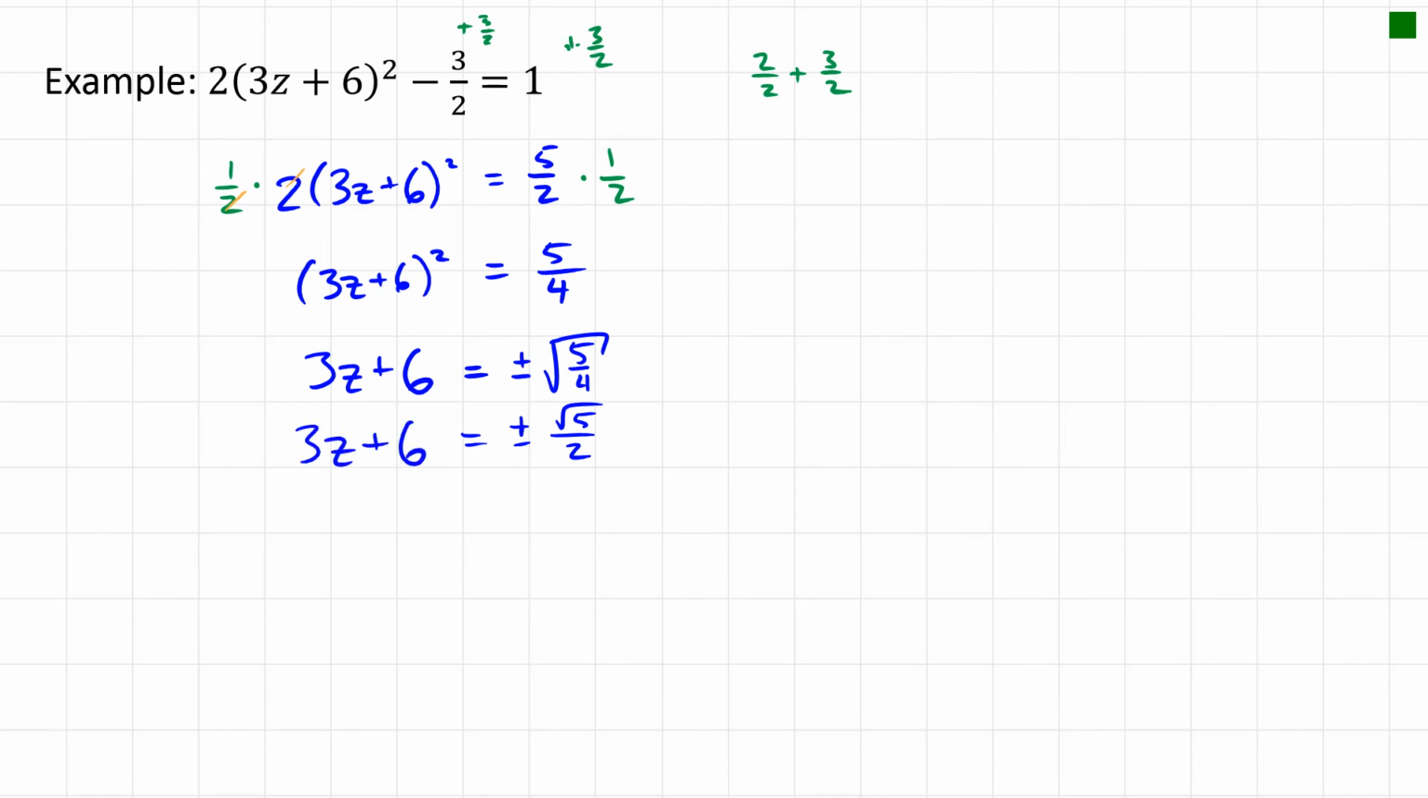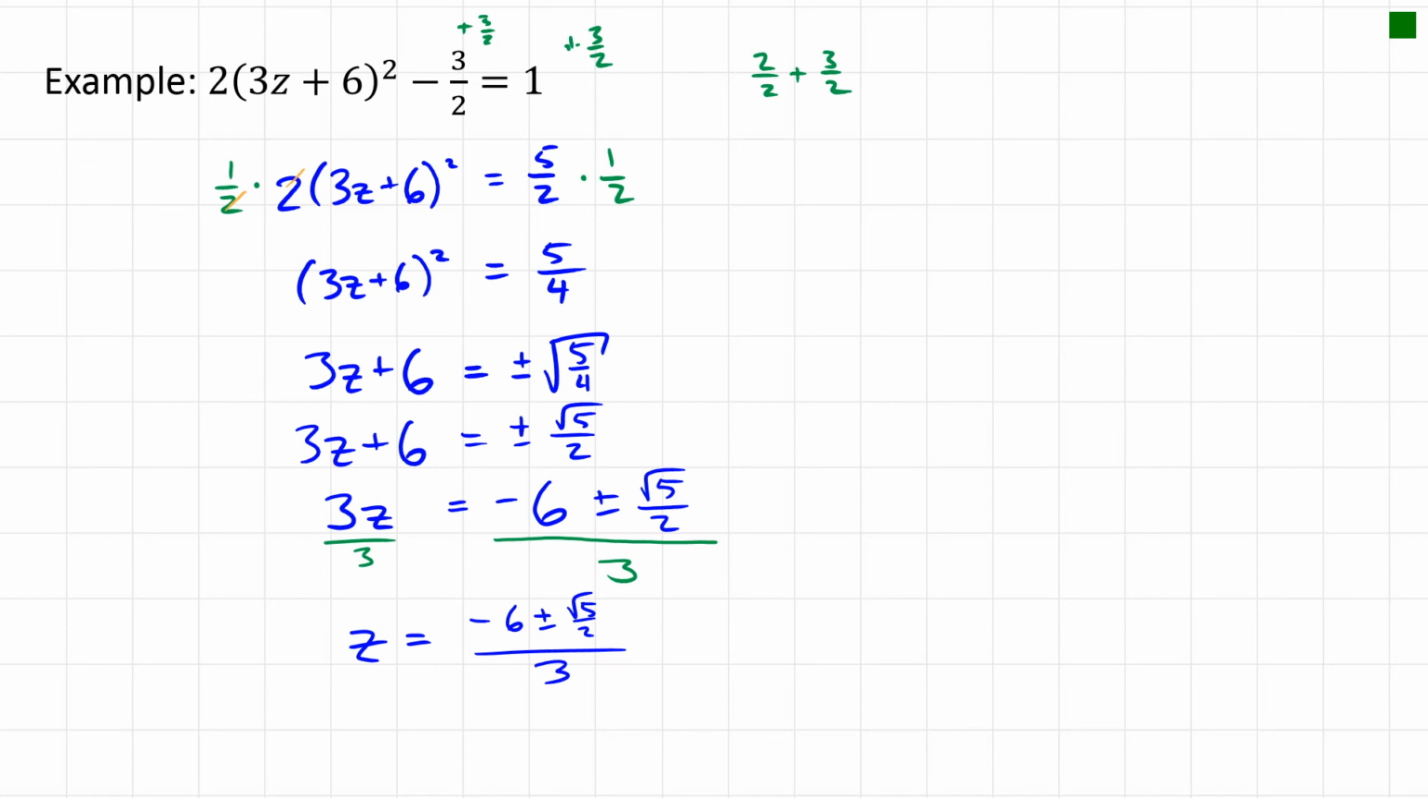And now I'm ready to start moving some terms over to the right-hand side here. So I'm going to subtract that 6 from each side. 3z equals negative 6, and again, I usually write the plus or minus in front of the radical term. It's just what we usually do by convention. And now we're going to divide each side by 3. So we're dividing the whole side by 3. So I have z equals negative 6 plus or minus root 5 over 2, all over 3.